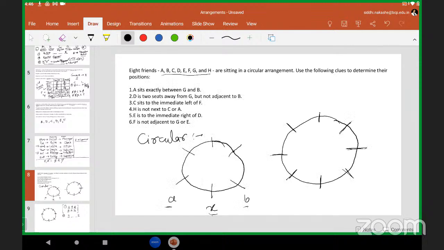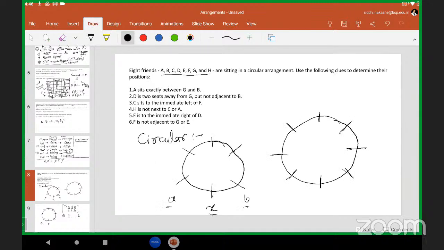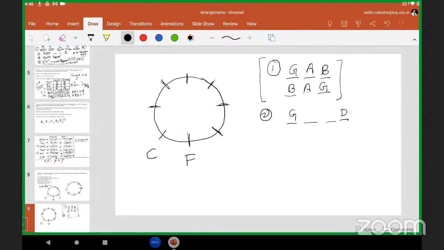So now C sits to the immediate left of F. So let's consider F to be here, then C will be here. Okay. So this was our second condition. Third condition. Now H is not next to C or A. So that means H is not next to C nor A. Fine.